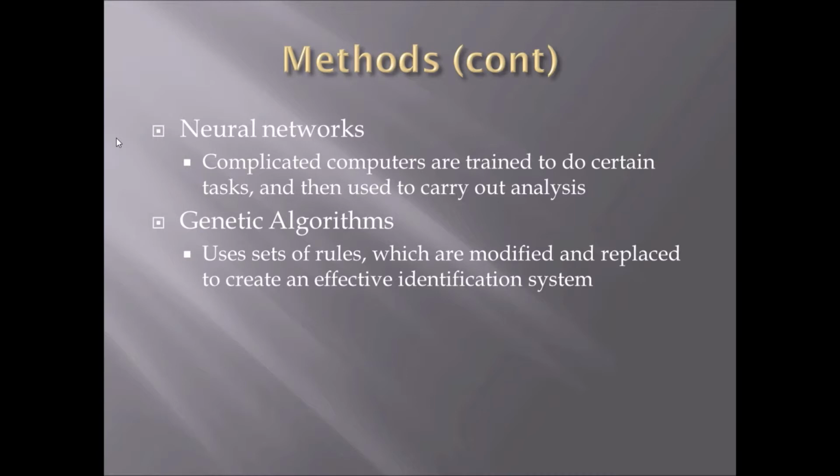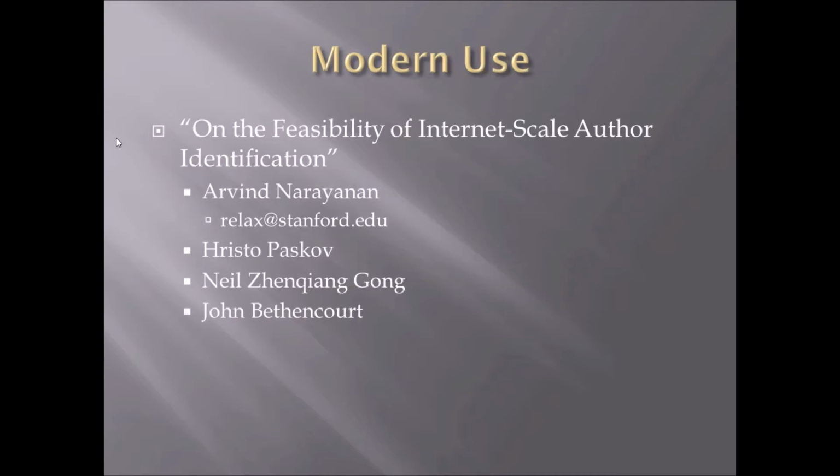This allows the computer to guess when blogs are by the same author based on other blogs that it's seen before. Genetic algorithms uses a set of rules which are modified and replaced to create an effective identification system. When a rule is seen to be effective, it is kept, and when a rule is seen to be ineffective, it's kicked out and replaced by a new rule.